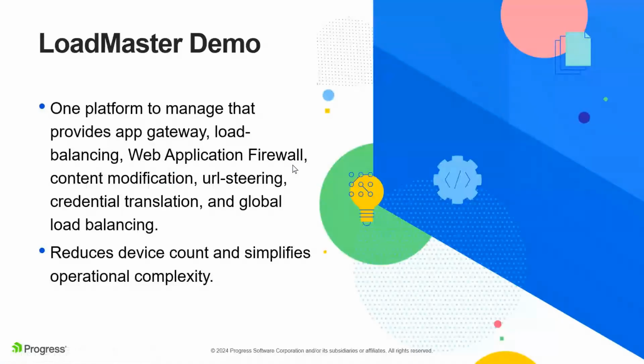So again, one platform to manage that provides app gateway, load balancing, meaning that the Progress Loadmaster is one platform that you can use to manage app gateway, load balancing, web application firewall. We also do content modification, URL steering, credential translation, and global load balancing. So same exact product can do all of these different things. In the world of URL steering, in the public space, those elastic IP addresses cost money. You would like, if possible, to put as many sites as possible behind a single IP address. And that's what the Loadmaster lets you do.